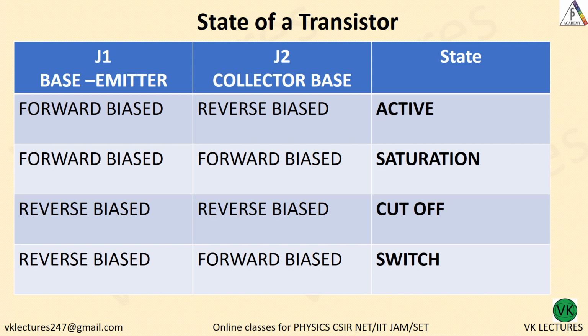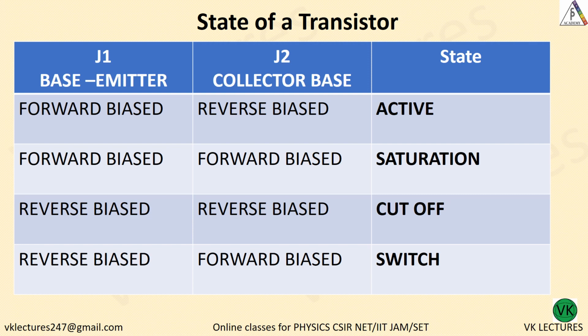Here we can identify the state of a transistor depending on the biasing condition for junction 1 and junction 2. Junction 1 is base emitter and junction 2 is collector base. If junction 1 is forward biased and junction 2 is reverse biased, then the transistor will be in the active region.